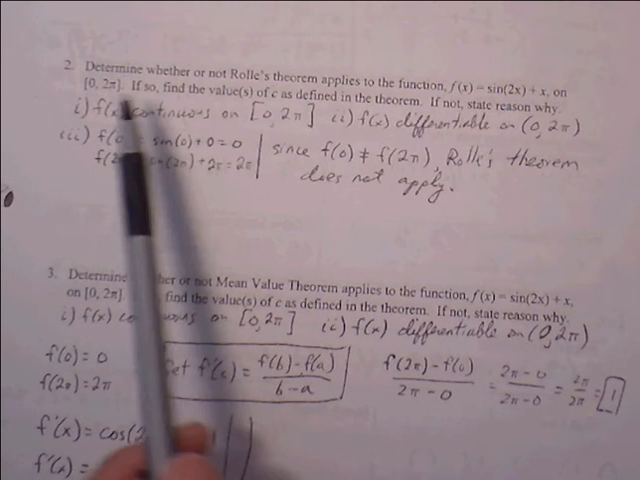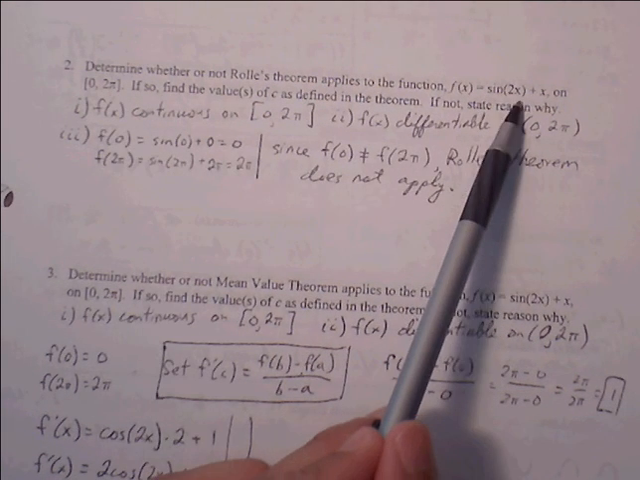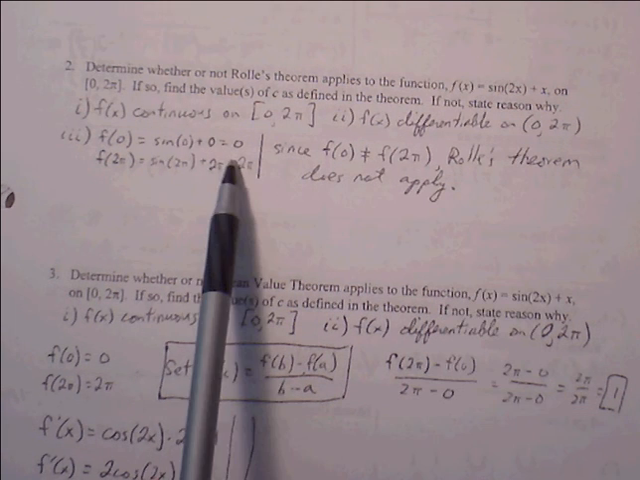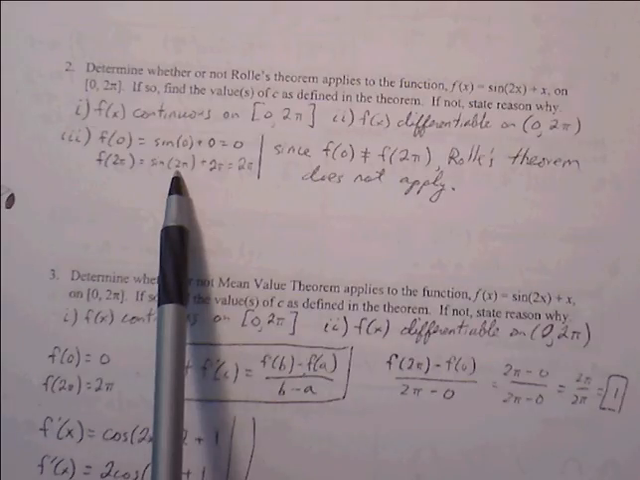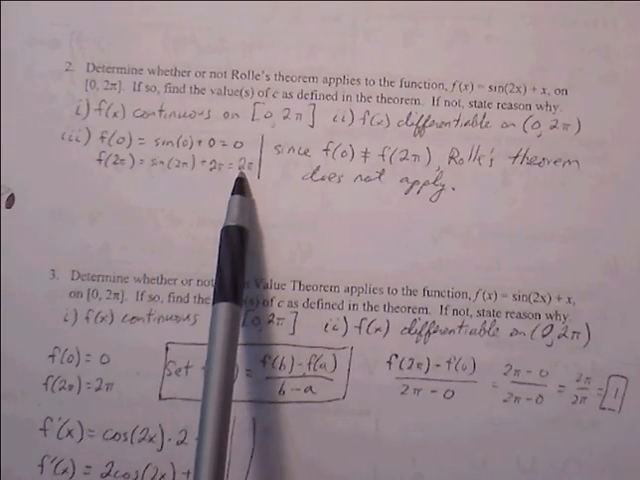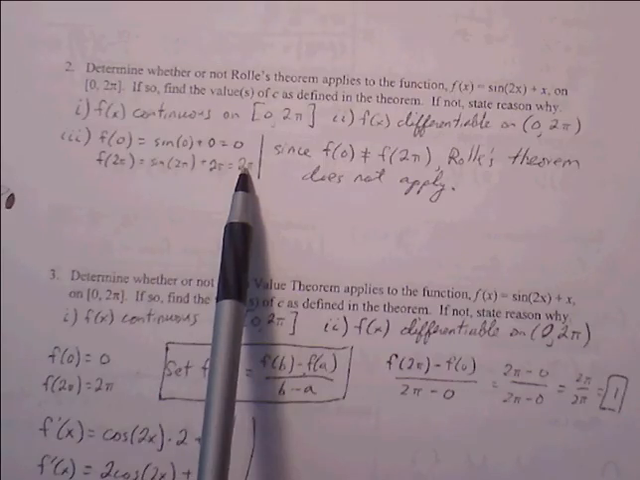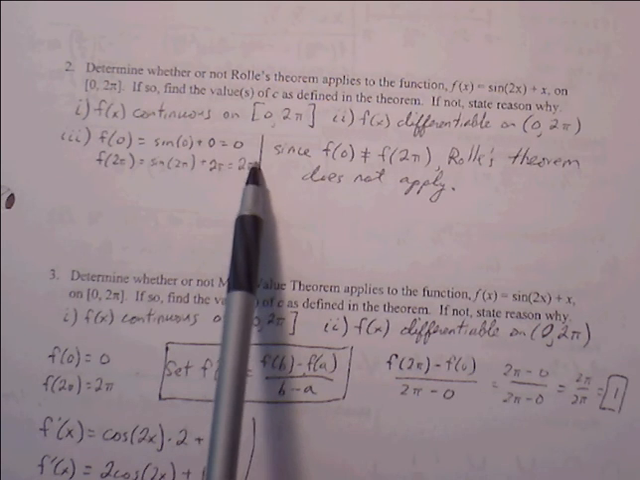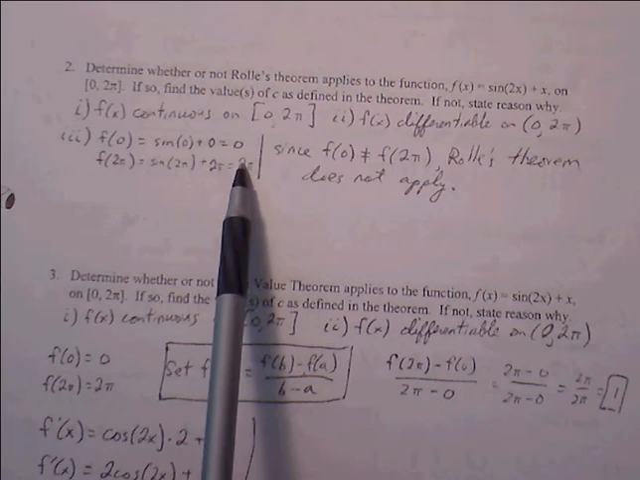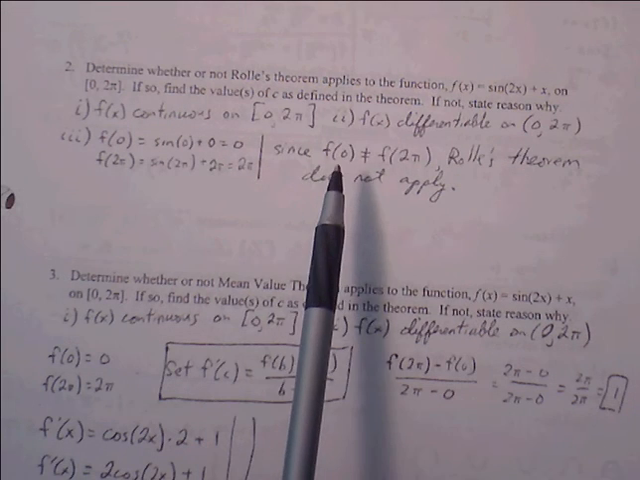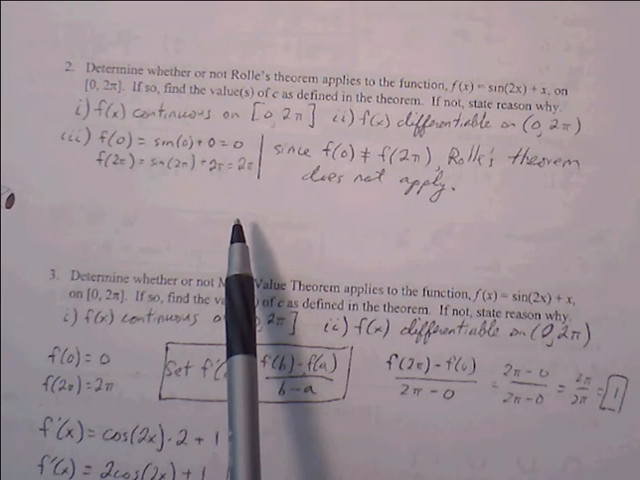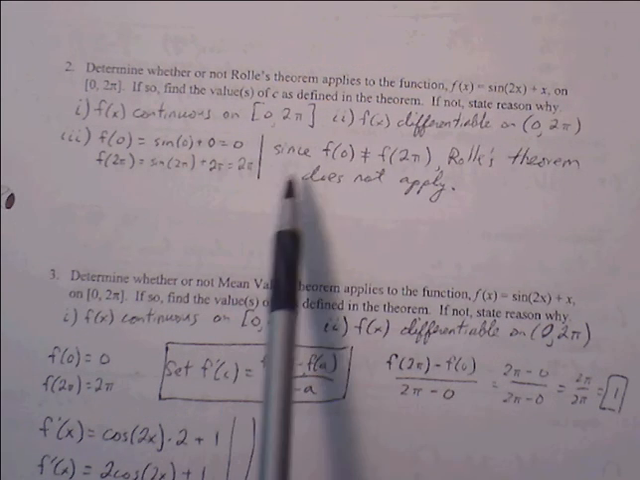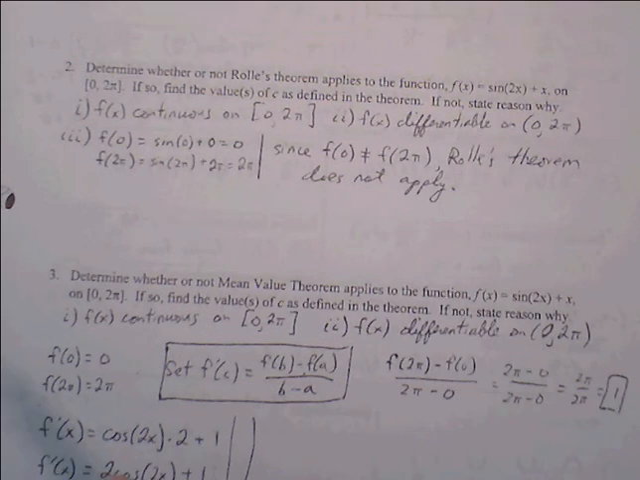So we need to plug 0 and 2 pi into the original function. Sine of 0 plus 0 is equal to 0. Sine of 2 pi plus 2 pi: sine of 2 pi is 0, plus 2 pi is 2 pi. So mean value theorem would be able to work, but not Rolle's theorem. Rolle's theorem requires the endpoints to have the same y value. If they do not, we're not able to guarantee a slope of 0 for the tangent line somewhere between the two endpoints. So therefore Rolle's theorem does not apply.